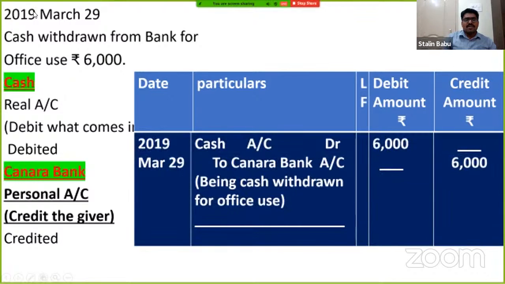What is the date? 2019, March 29. So what is the entry? Cash account debit to Canara Bank account. Write the entry in the particulars column. What is the amount? 6,000. Write 6,000 in the debit amount column against the debit account, and write 6,000 in the credit amount column against the credit account. What is the narration? Being cash withdrawn for office use, and make a straight line in the particulars column. It should not go beyond the particulars column.